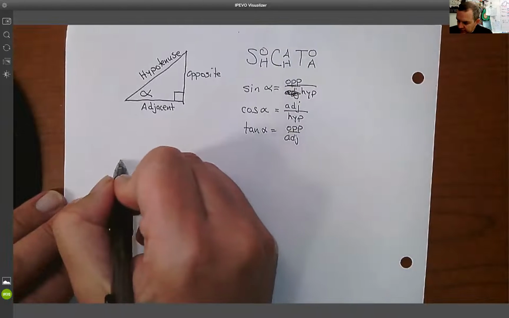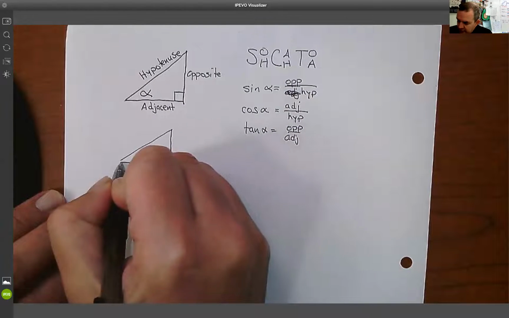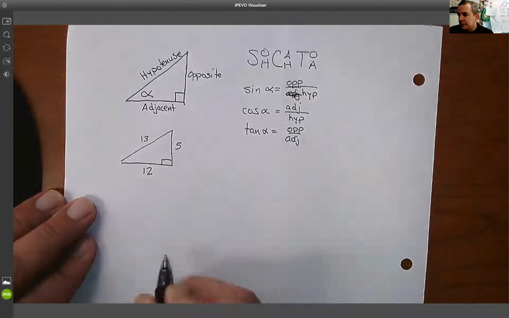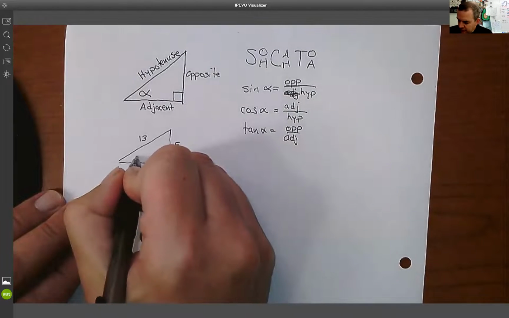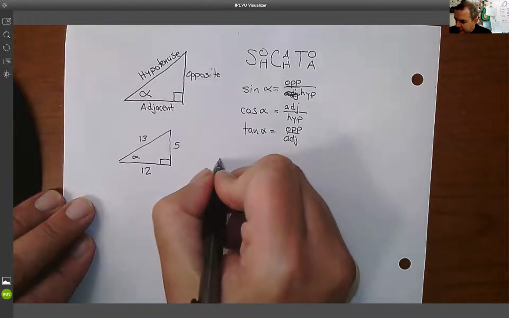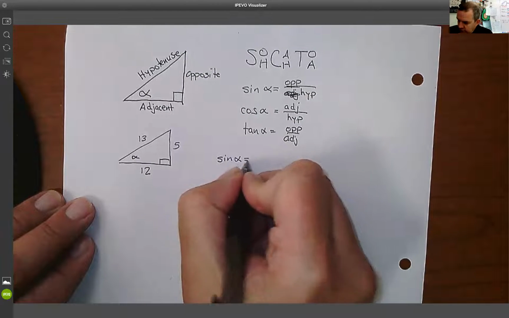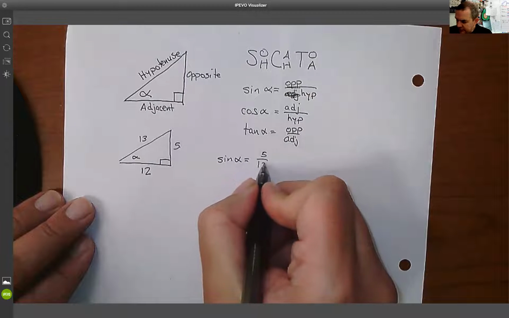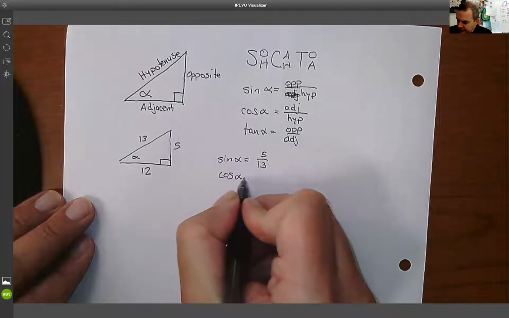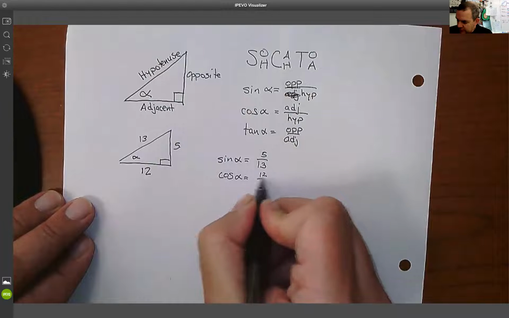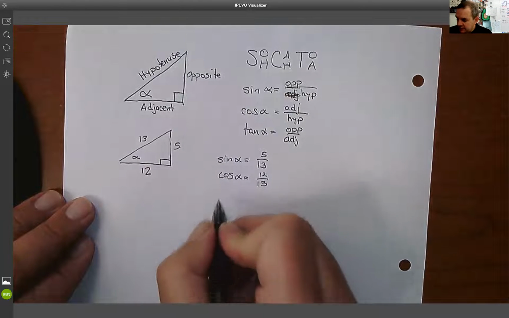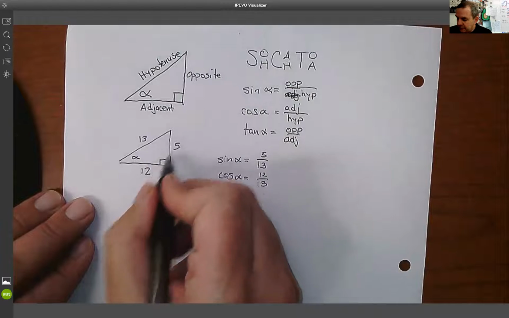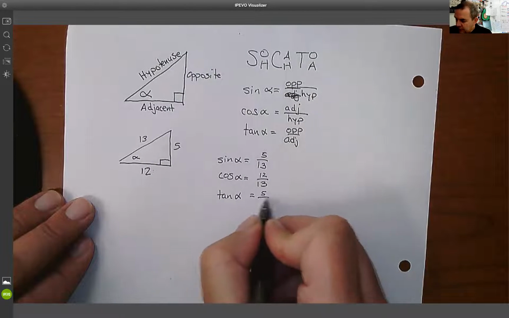So if we had something that looked like this, a triangle with sides 5, 13, 12, and that was angle alpha, the sine of alpha would be the opposite 5 over the hypotenuse 13. The cosine of alpha would be the adjacent 12 over the hypotenuse 13. And tangent alpha would be opposite over adjacent, so 5 over 12. So that was what we did last time.